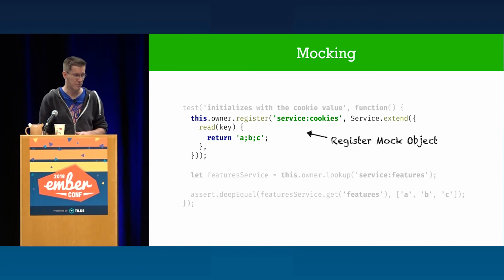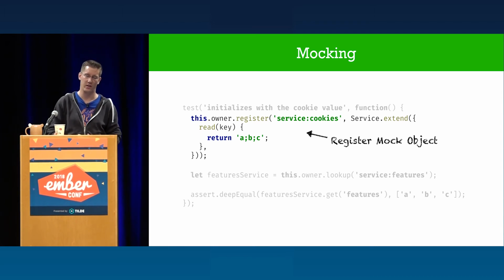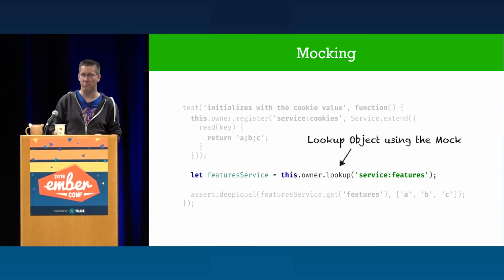So I have an example of this. In this case, we're registering a mocked cookies service. And we're just saying, if someone reads cookies, whatever key it is, we just return ABC delimited by semicolon. Next, we're just going to look up, say, a feature service that uses the cookies service. And we don't have to override the cookies property in the feature service because it just injects the mocked service for you.